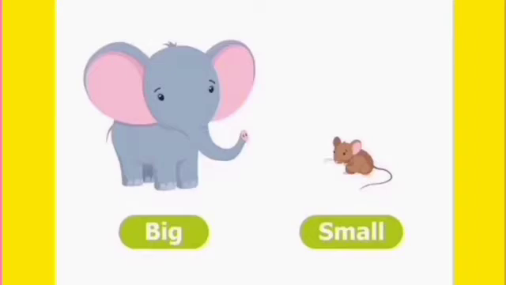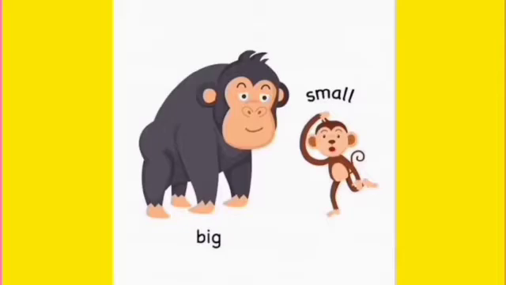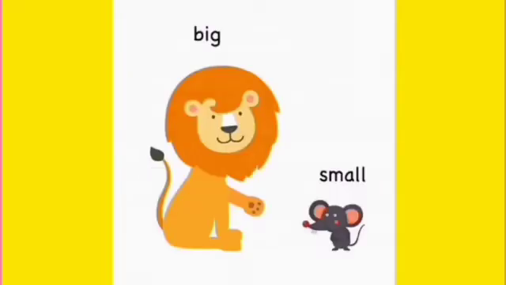Now let's revise the concept of big and small. Big means bada, small means chota. Look kids, in this picture the elephant is big and the mouse is small. In this picture, this chimpanzee is big and this monkey is small. Now tell me, in this picture, which one is big and which one is small? Yes, the lion is big and the mouse is small.